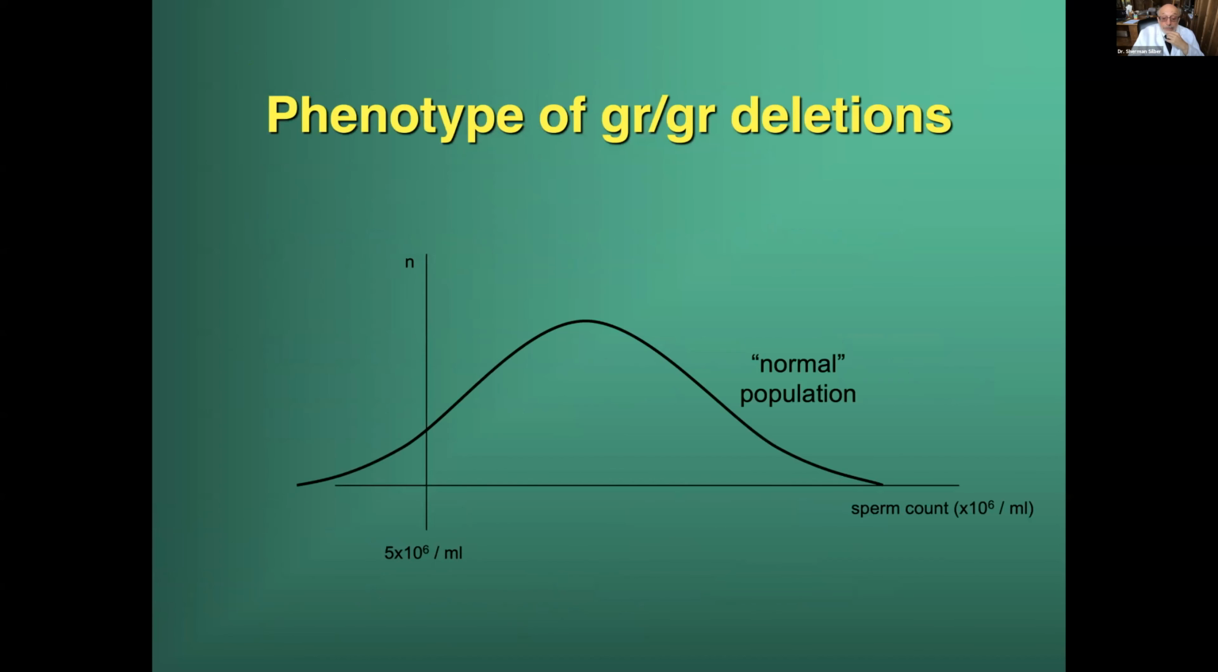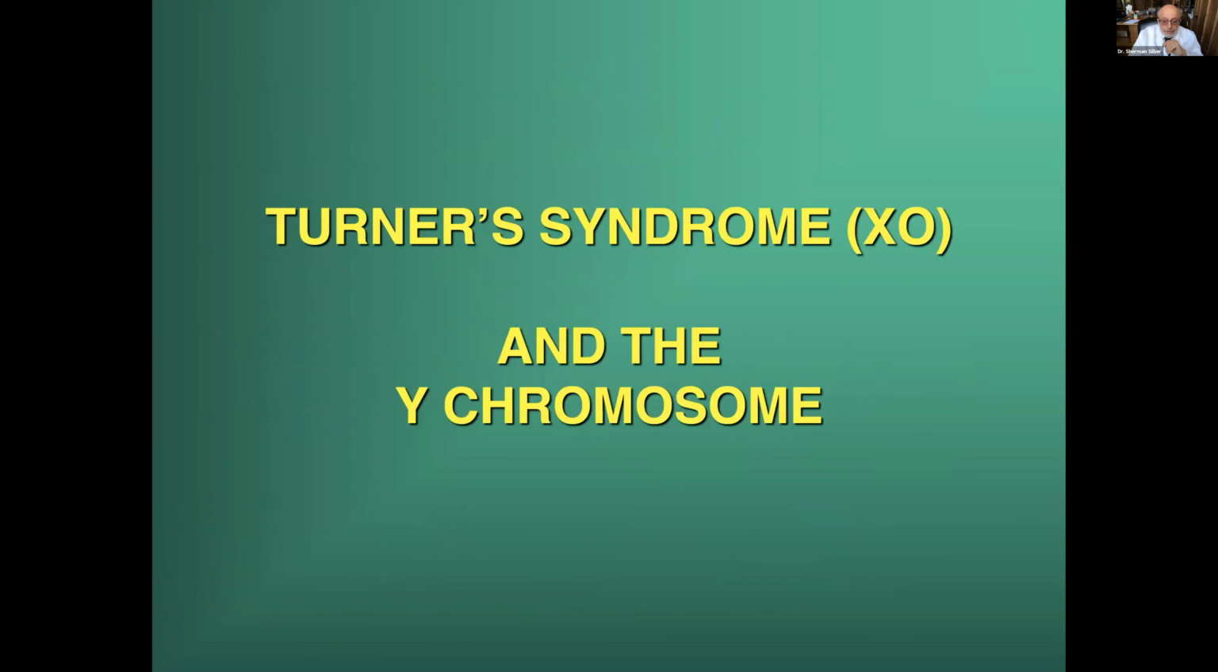So we can look at a graph of a bell-shaped curve of a normal population with sperm count and of a population that's AZFC deleted. And they're going to have sperm. And then the GR/GR deleted group falls in between the AZFC deleted and a normal population. So we think that this is going to be the way we have to look for the genetics of azoospermia and oligospermia throughout the rest of the genome, but we've been stymied in the Y chromosome to find anything more.